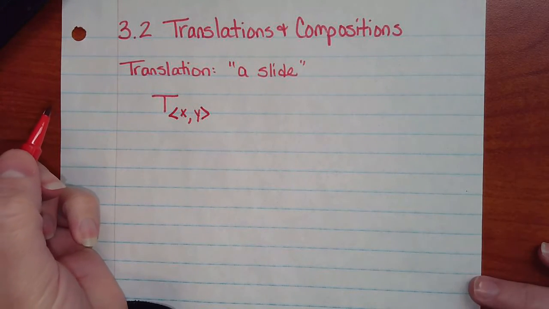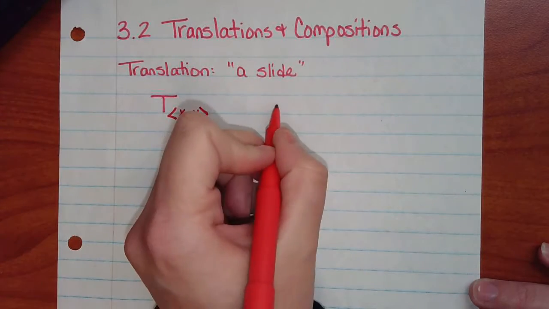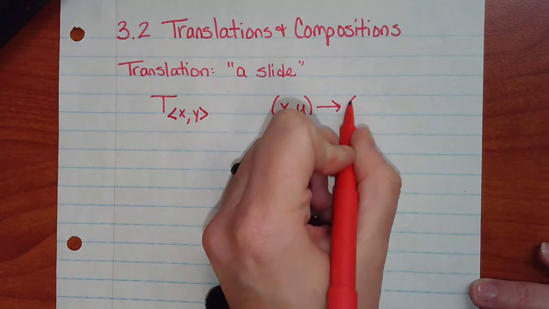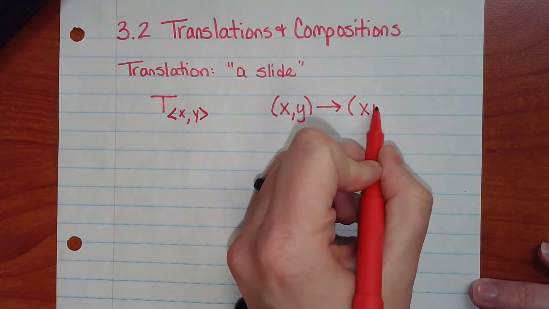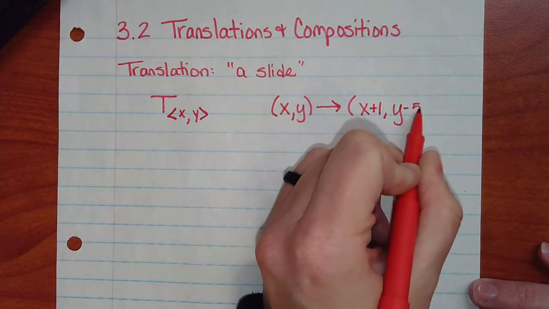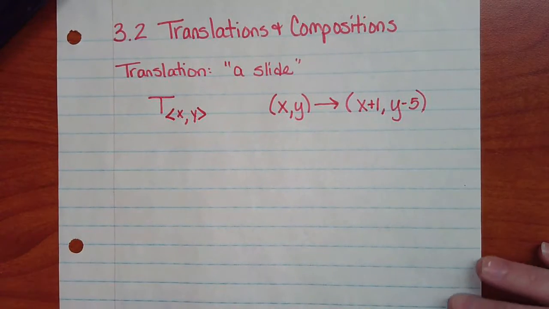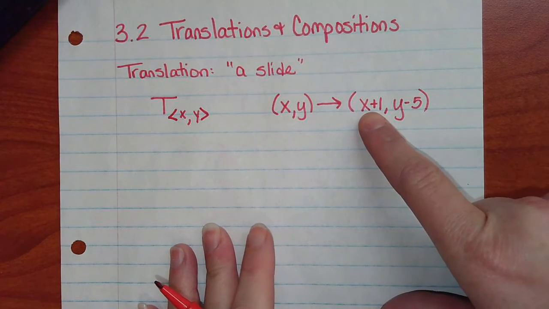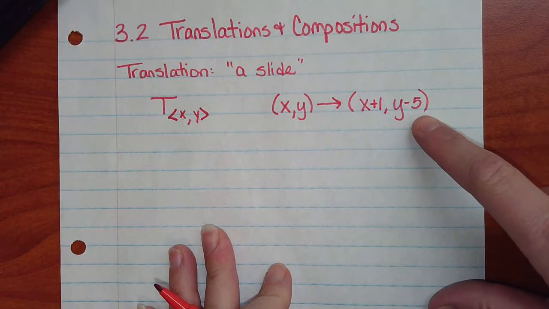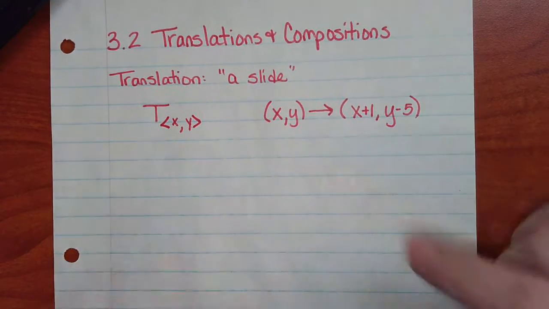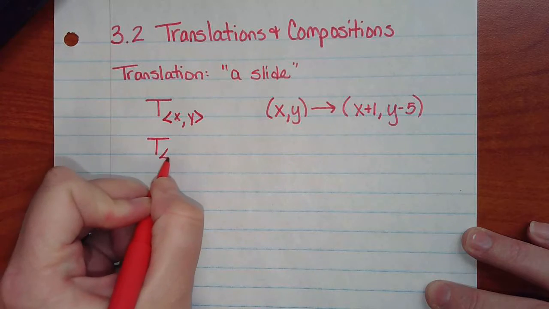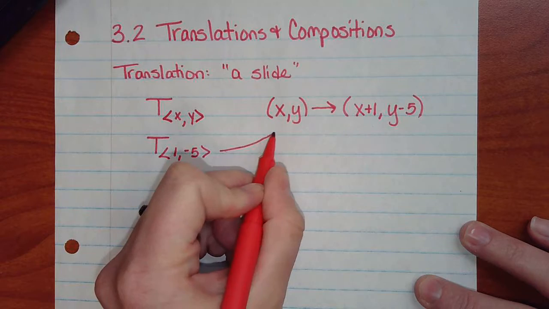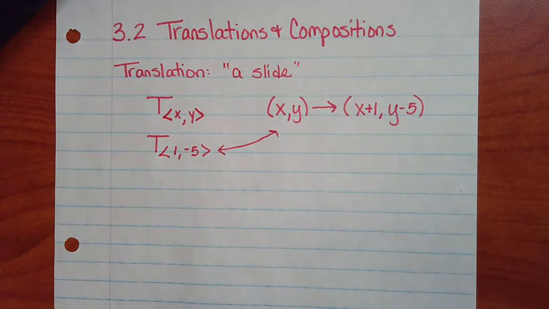The other way that you're going to see it is written as a rule. So they'll have in parentheses X, Y, and then they're going to say something like X plus 1, Y minus 5. What this means is take the X value of your coordinate and add 1 to it, take the Y value of your coordinate and subtract 5 from it. In vector notation, that would look like this: +1, -5. So they mean the same exact thing. It's just 2 different ways to notate it.